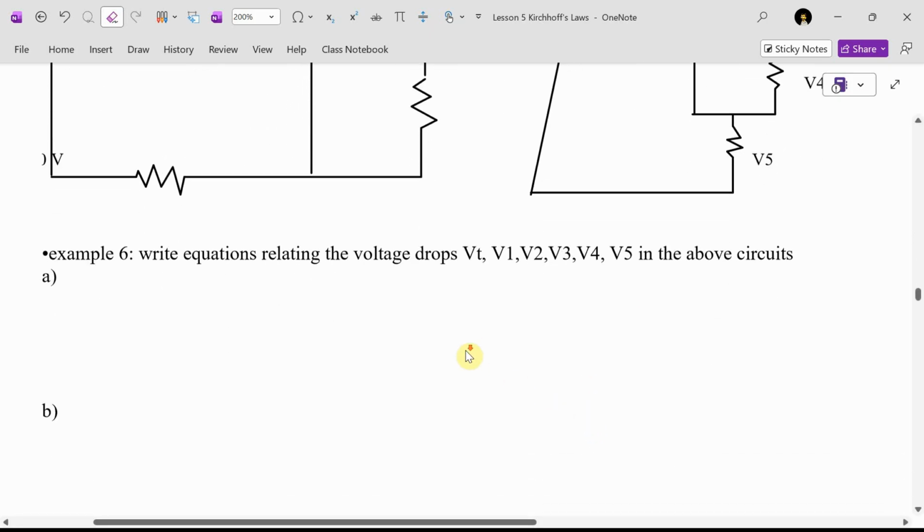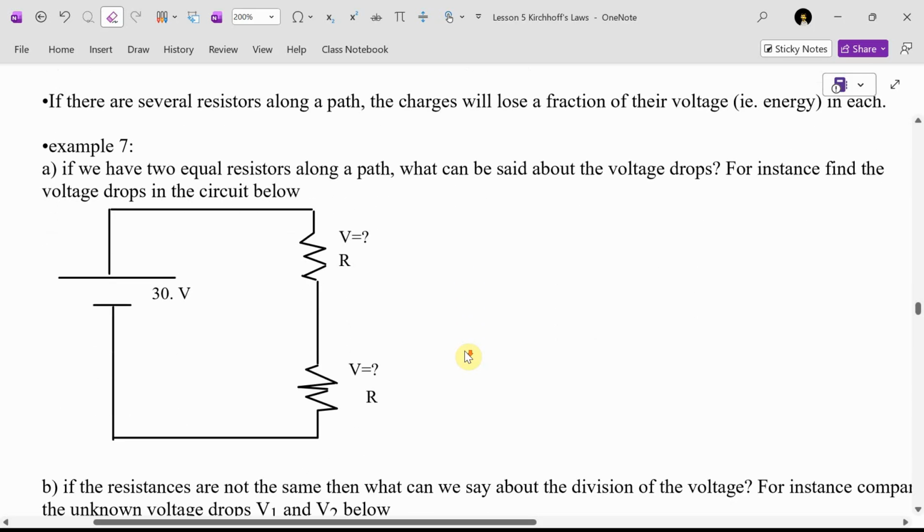Example 6 says write equation. Nah, we're not going to bother. Next page.